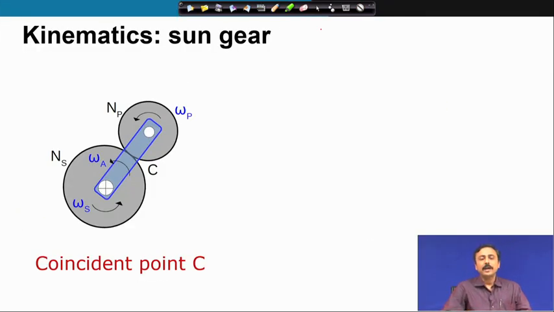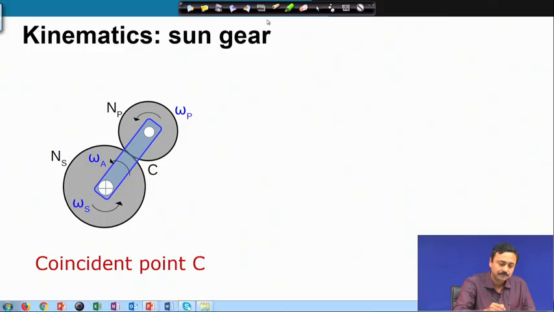Let us now look at the kinematics of the epicyclic gear train. In order to derive the relation between the input and output, now we know that there are 2 inputs and 1 output, there are 2 degrees of freedom. Therefore, we consider this contact point C of the pitch circles of the sun and the planet gears and try to do a velocity matching at the contact. This is for pure rolling.